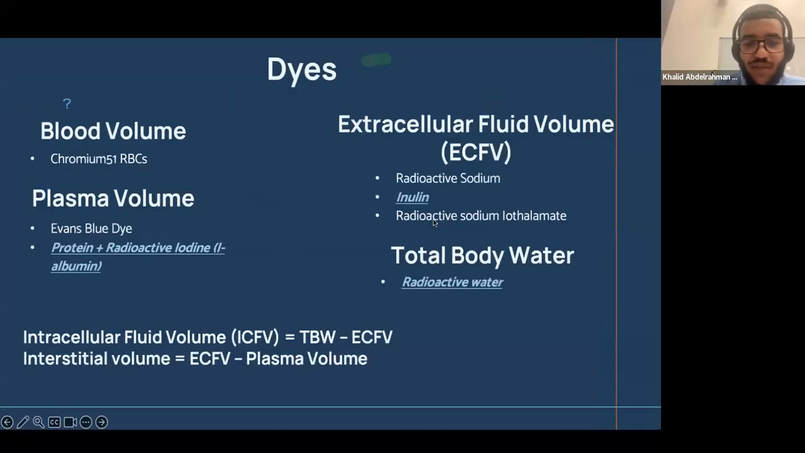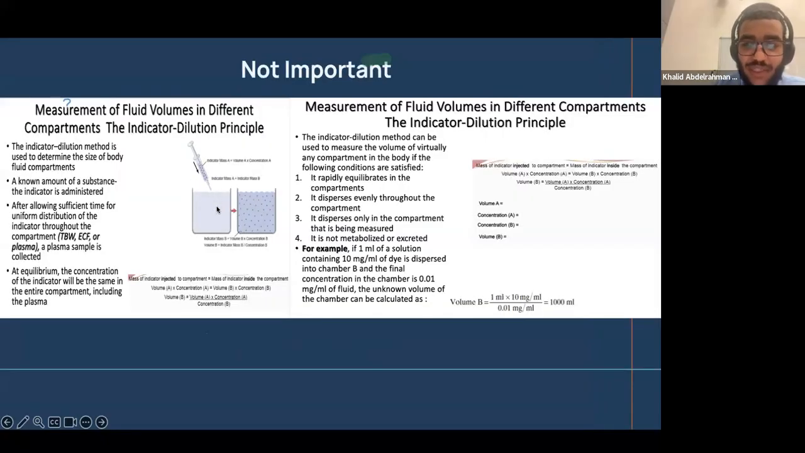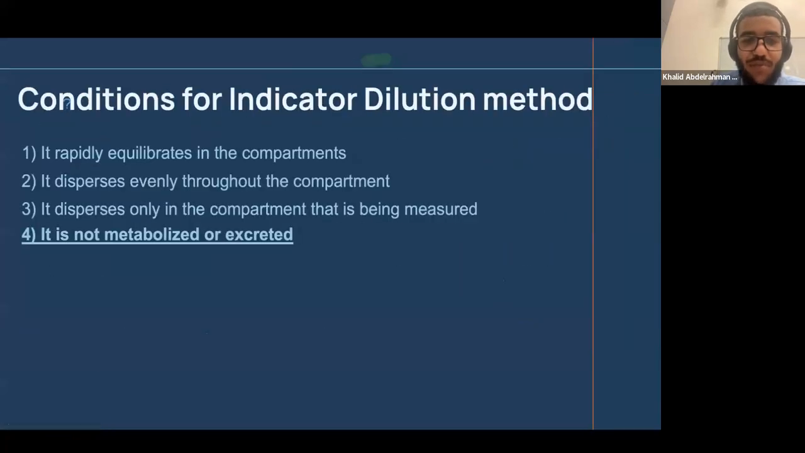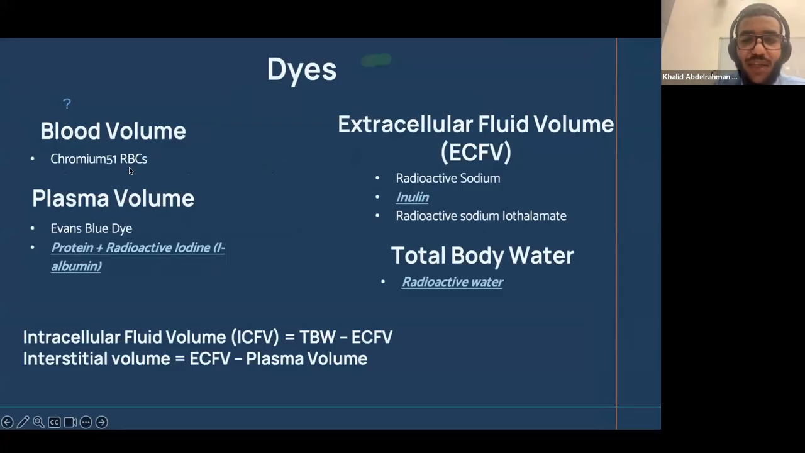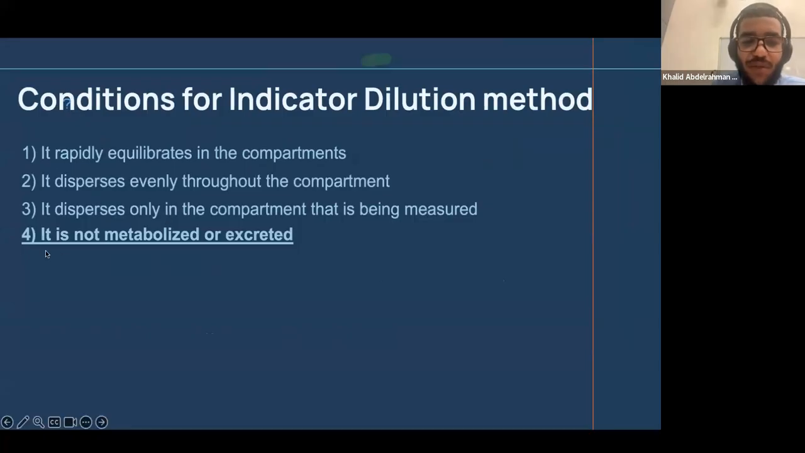And so basically, the explanation for these in the methods, they put in the indicator and it disperses in the compartment. Okay, and in order for it to be a good indicator, it needs to disperse in the compartment quickly and evenly, and only in that compartment you want to measure. So if you want to measure the blood volume, for example, you need an indicator that only disperses in the blood volume and not anywhere else. So that's basically it. This is the main one. It's not metabolized or excreted. Obviously, you don't want the indicator to be broken down or excreted, because then you won't be able to measure the compartment accurately. And this is the one that's mostly asked about.